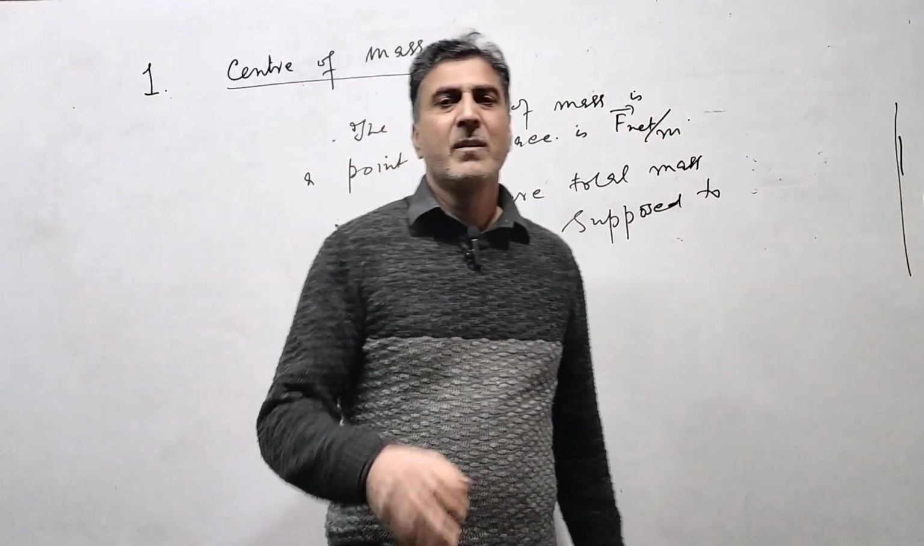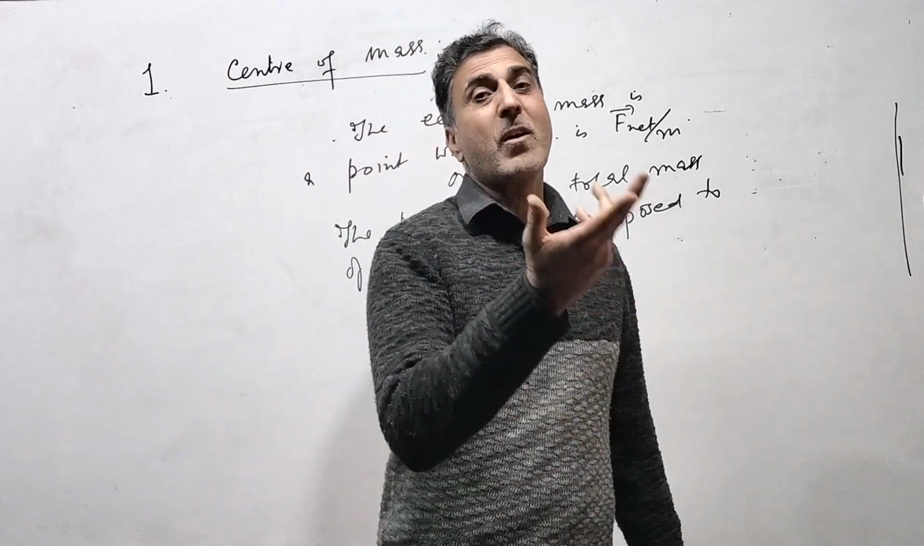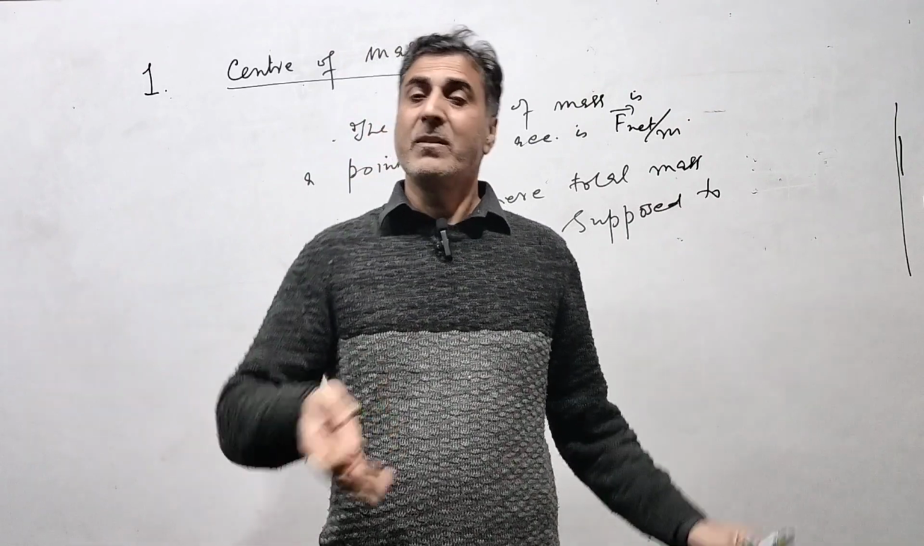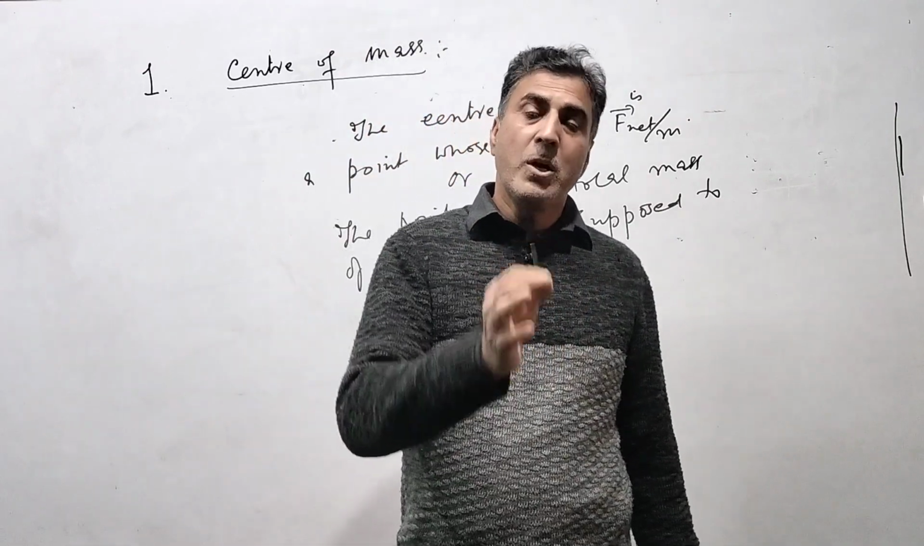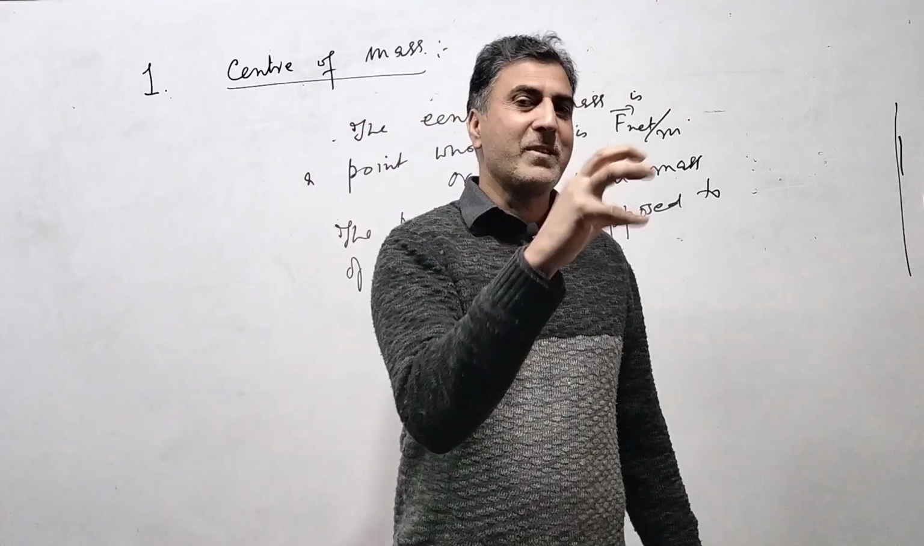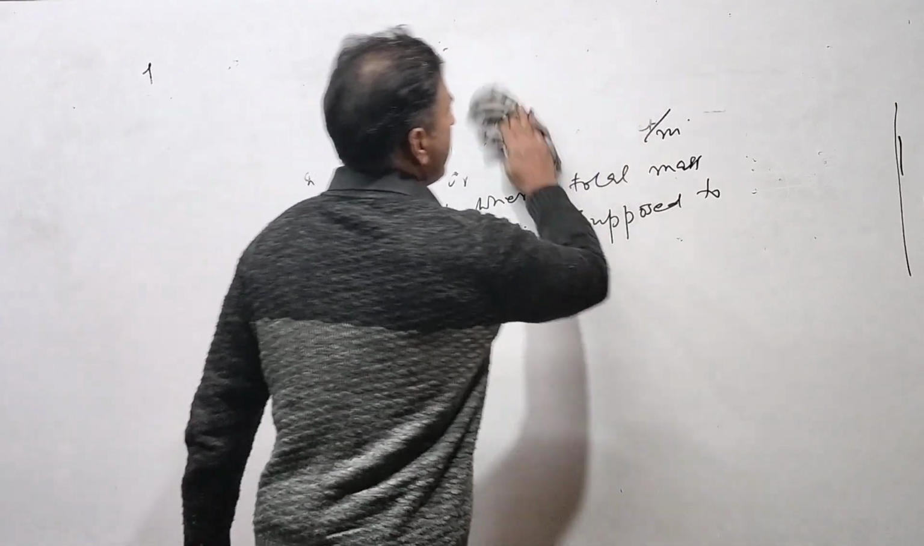Again, there's a rigid body, you apply force, and the body has a tendency of rotating also, translating also. Then different points of the body don't have the same acceleration. There is a particular point of the body whose acceleration is F by m, where F is the net force acting on the body. That's all. Okay, now point number second.